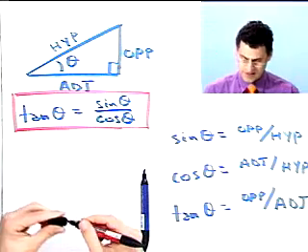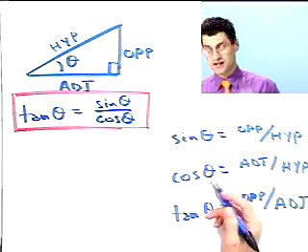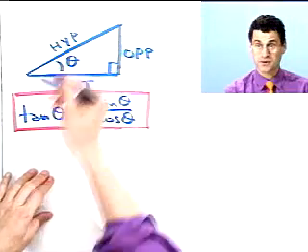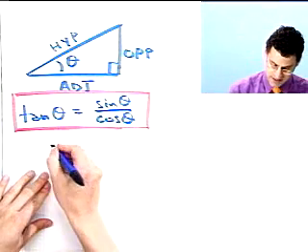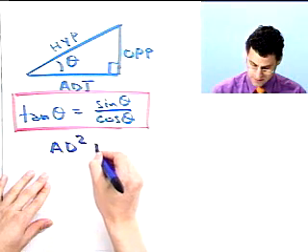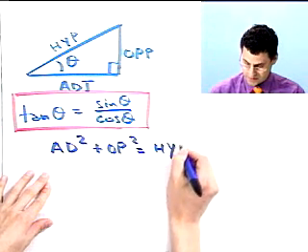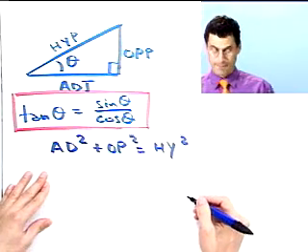Now, how else can we use that triangle? Since it's a right triangle, I can report the Pythagorean theorem. So what does the Pythagorean theorem say? It says that one leg squared plus the other leg squared is the hypotenuse squared. So we have adjacent squared plus opposite squared equals the hypotenuse squared.